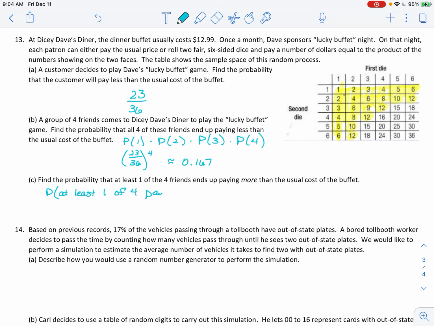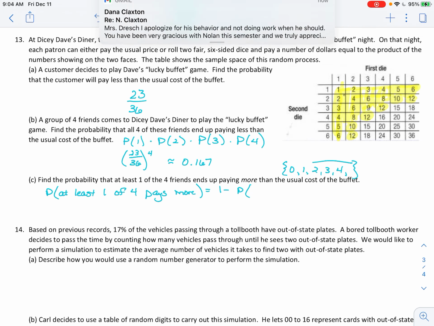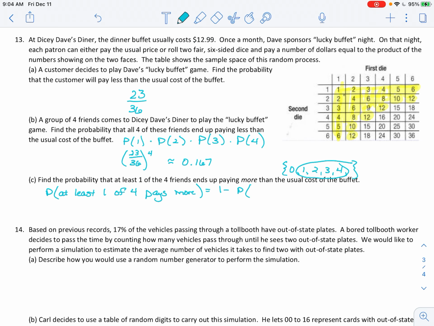But then if I want at least one person to pay more, so at least one person out of 4 pays more than the buffet cost of 13, that can be thought of as a complementary event. So how do I want to write this up? At least one pays more. So either nobody pays more, one person pays more, 2 people, whatever, up to 4, all 4 of the friends pay more than the cost of the buffet. I want at least one person pays more. This is everybody except nobody pays more.